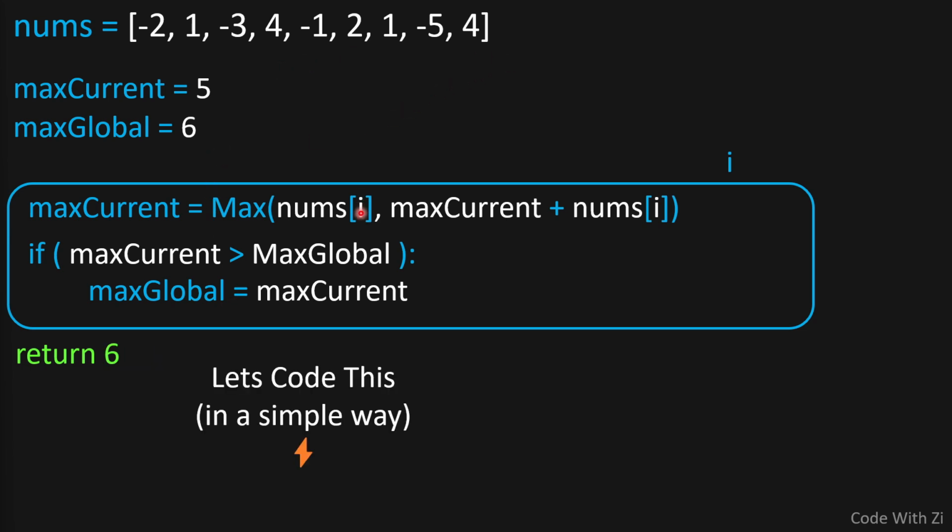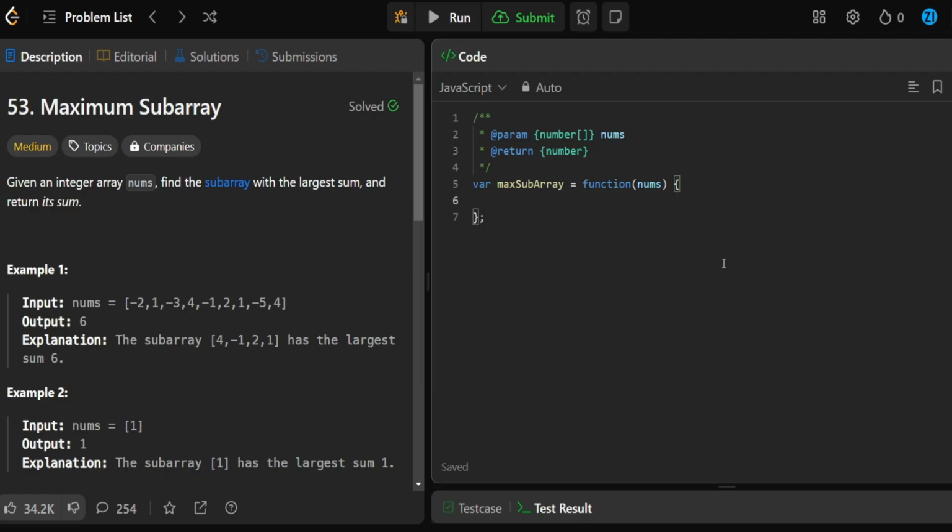Now let's code this in the simplest way possible. All right, so the first thing that we need to do is to define our variables, just like we saw on the slide. So we're going to say let max current be equal to nums at the index of 0, and then we're going to say let max global be equal to the same thing. And then we're going to have our for loop. We're going to say for let I being equal to 1, and we want to keep on looping as long as I is smaller than nums.length, and we want to keep on incrementing I on each round.